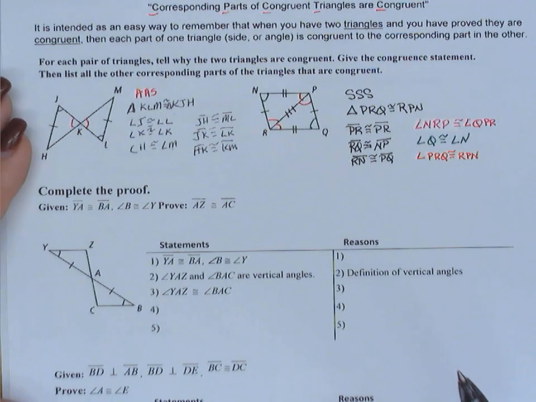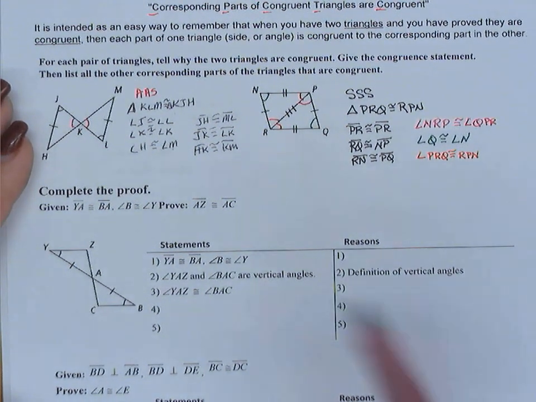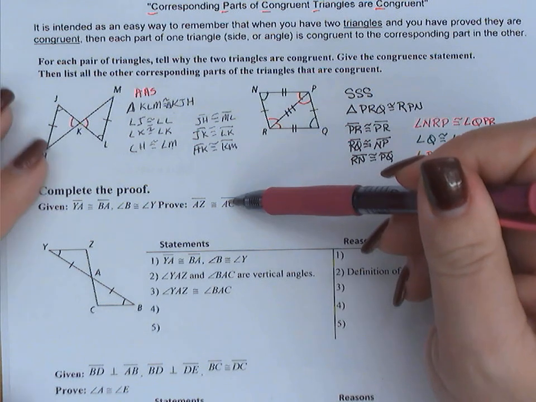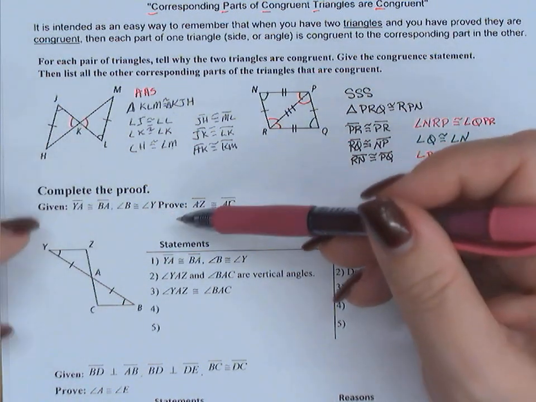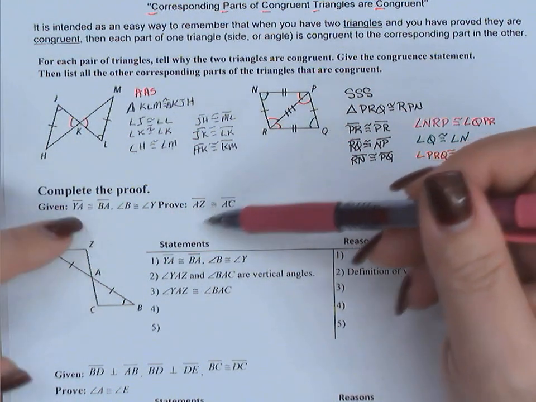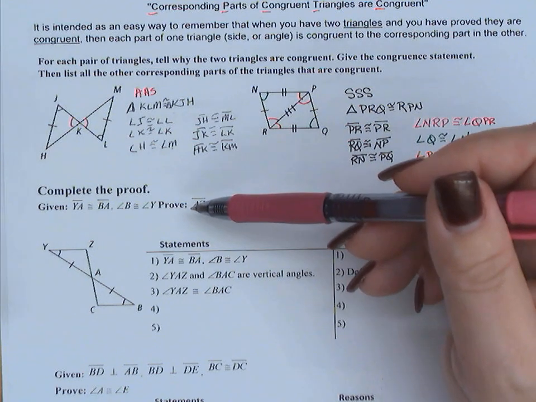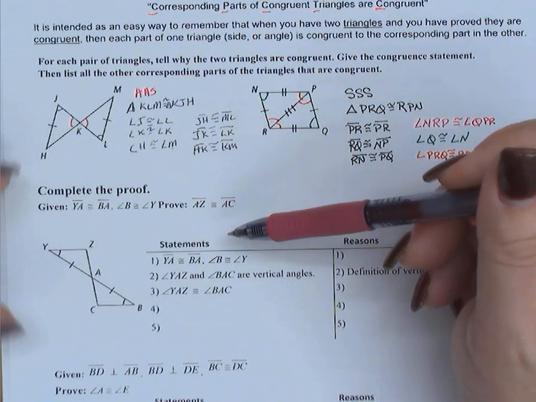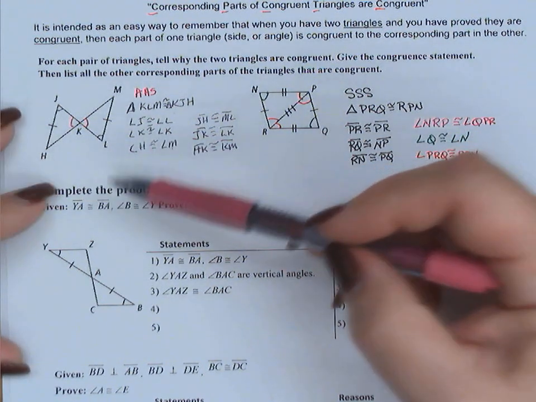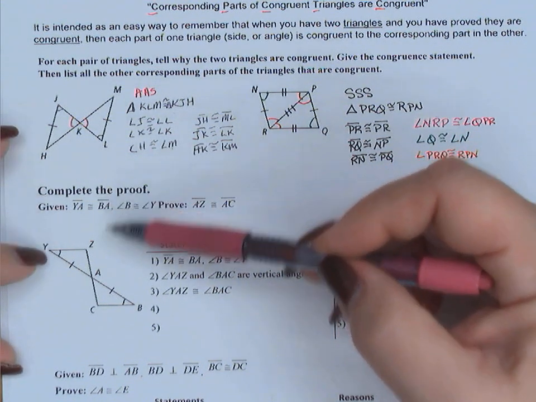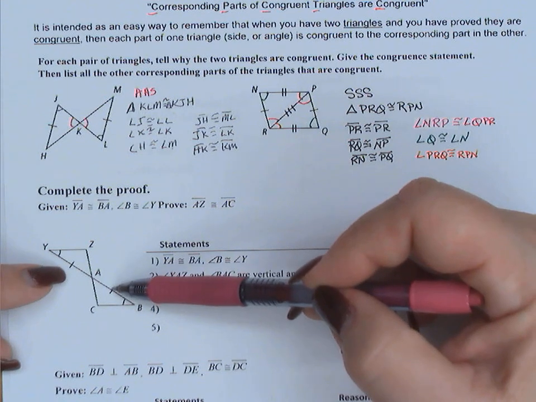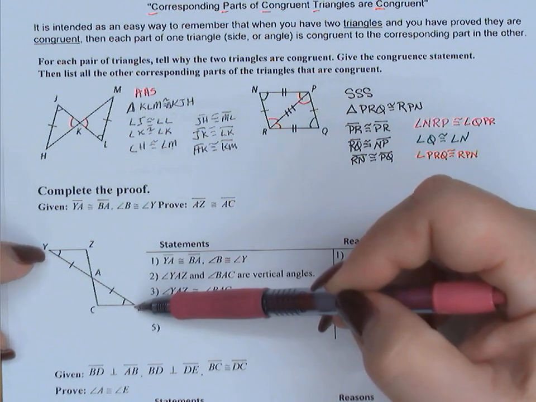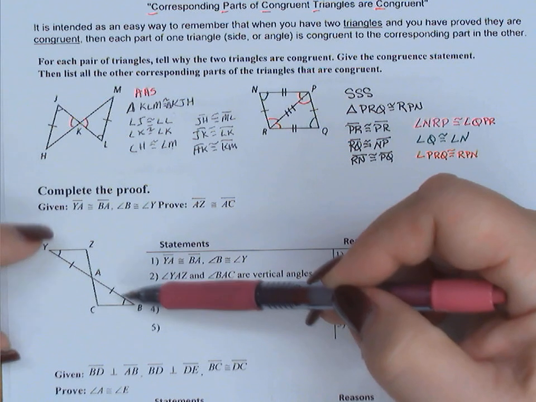We're going to do a proof. We're going to prove that two pieces are congruent. Well, because I have triangles, I'm going to guess that I'm probably going to have to prove that the triangles are congruent to prove that the segments are congruent. So, what do I know? They tell me that YA and YB are congruent, which is marked, and the angle B and angle Y are congruent, which is also marked. What don't they tell me?